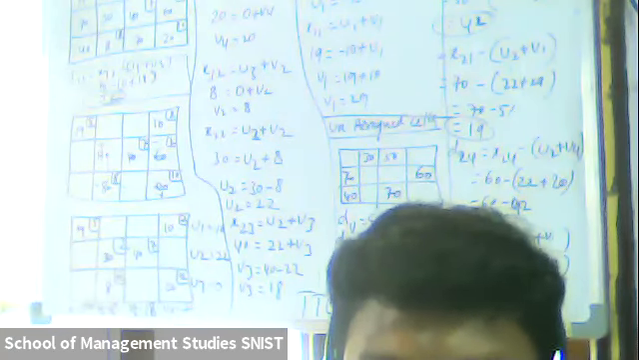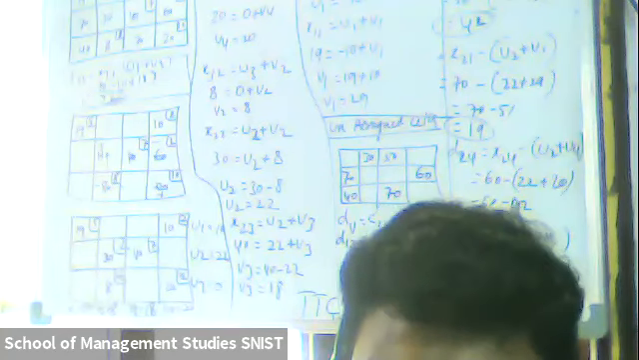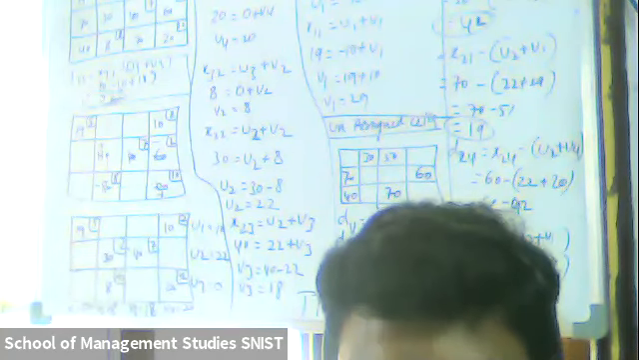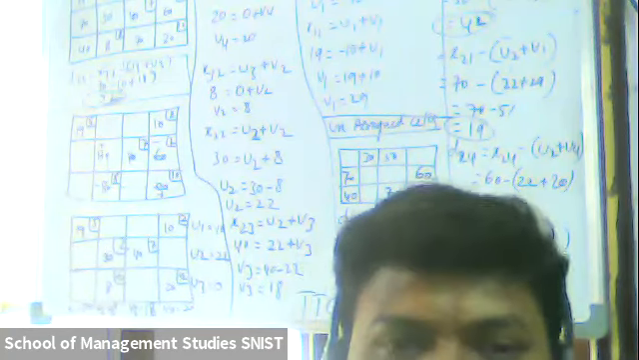Suppose someone takes U1 equals 0 and someone takes U2 equals 0, then maybe the values are different, but the final answer you will get is the same. Okay, sir. Right?